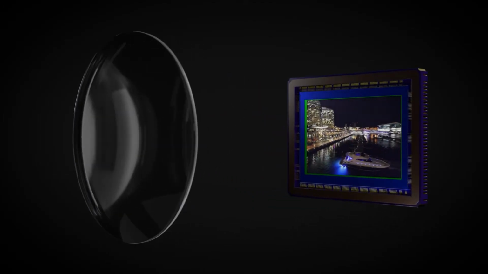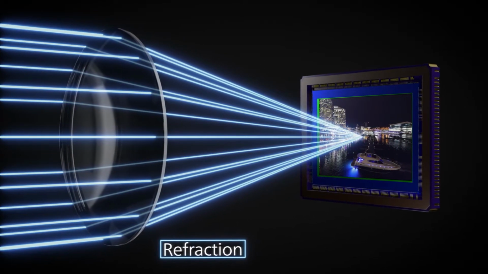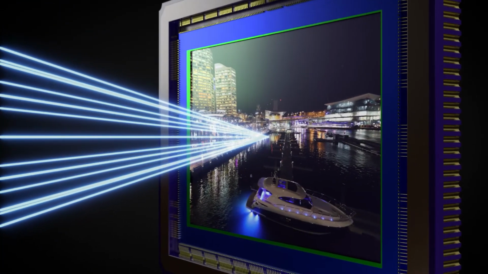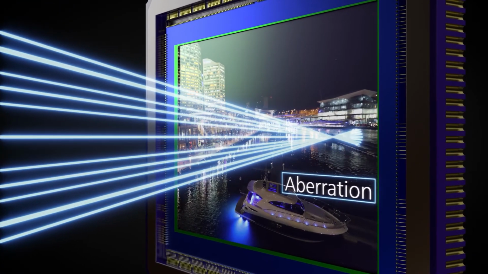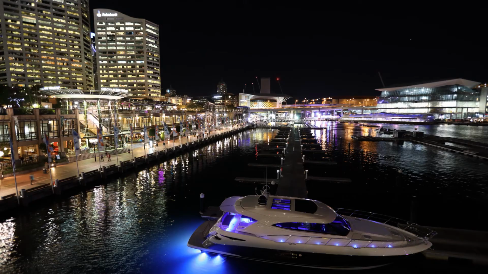When light passes through a lens, it is refracted. More refraction results in more aberrations that have a negative effect on image quality, especially on the outer edges of the image.